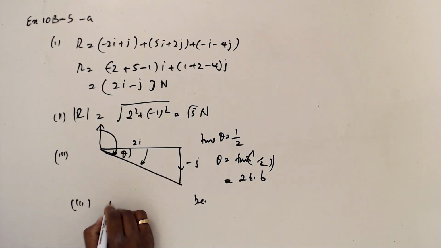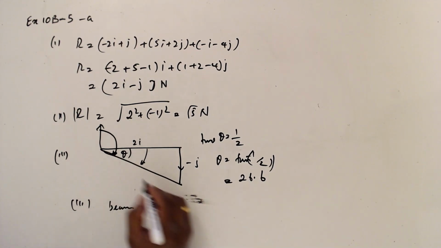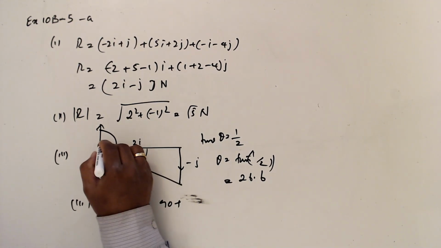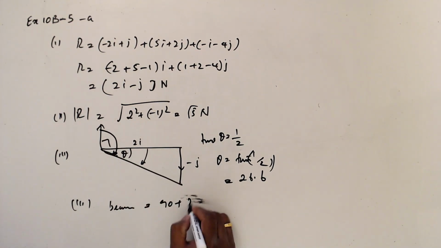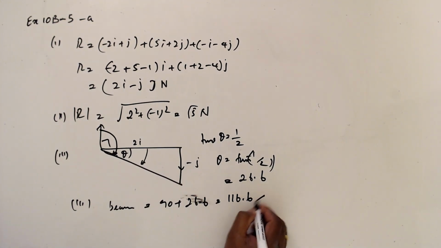Part 3. This is 90 plus 26.6, so this is going to be 116.6.